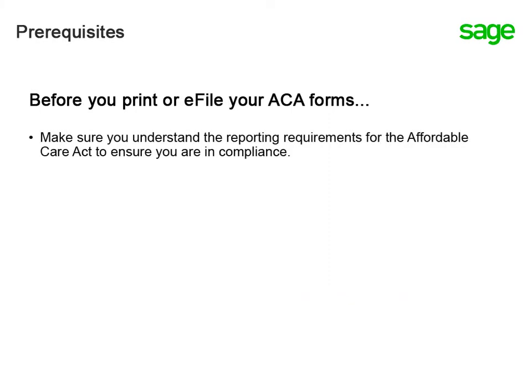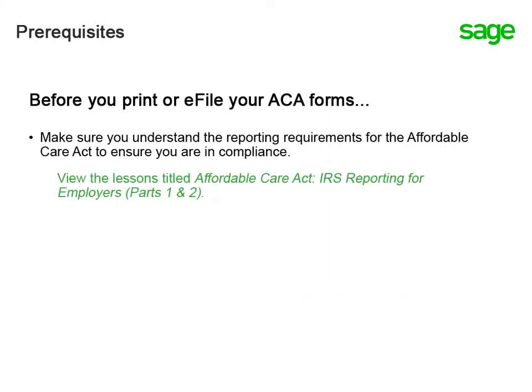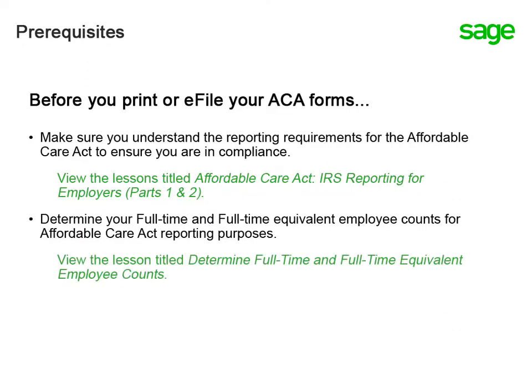Next, you will want to make sure that you are up to speed on the reporting requirements for the Affordable Care Act. This will ensure you prepare and submit the correct forms and information to the IRS and your employees. One of the factors that will help you determine which Affordable Care Act forms you will be required to submit and what information needs to be included on them is to determine the number of full-time and full-time equivalent employees at your company. There is a tool in payroll you can use to determine these counts.